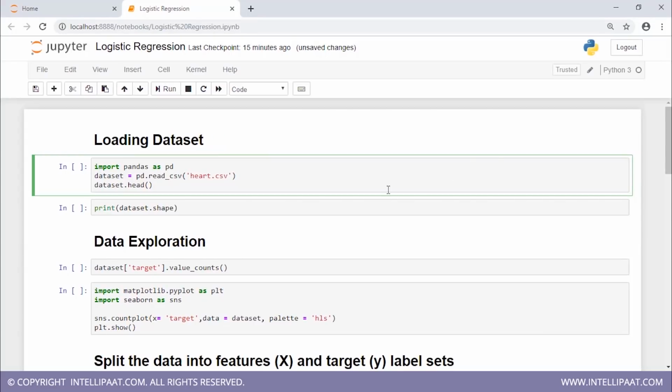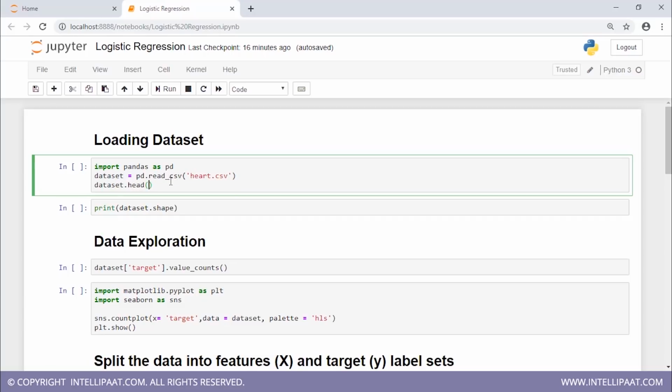So this is Jupyter Notebook, guys. And our first task would be to load up the heart disease dataset. For that purpose, we would have to import the pandas package. So I'll type in import pandas as pd, and I'll use the read_csv method from the pandas package. I'll type in pd.read_csv and pass in the name of the dataset, which is heart.csv, and I'll store this in the dataset object.